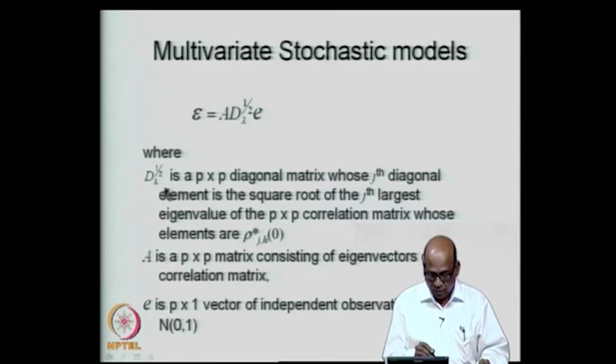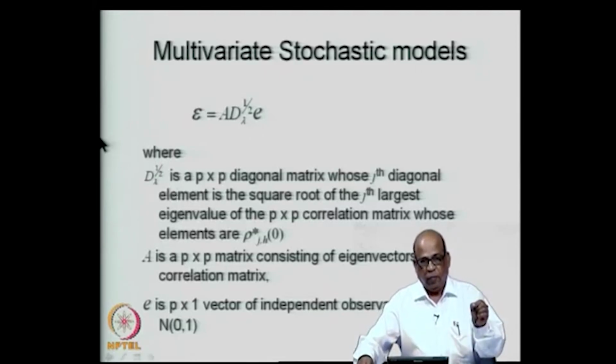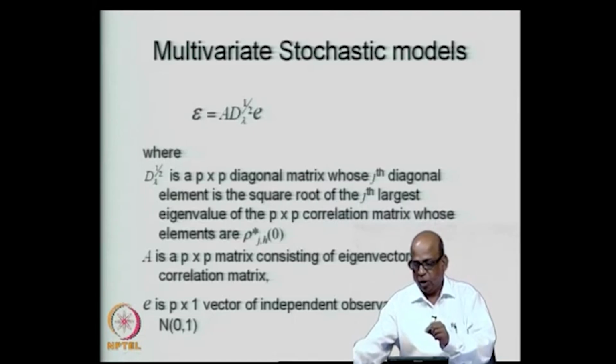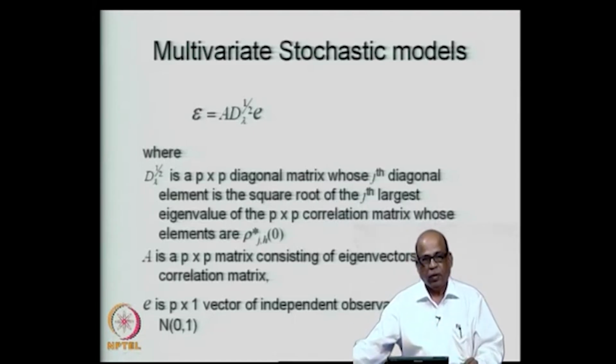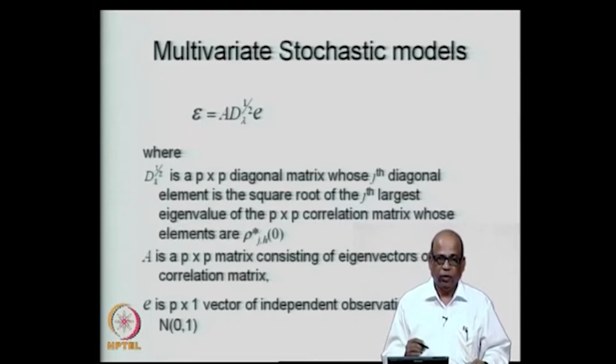Then you look at the matrix D now. The matrix D will consist of lambda 1, lambda 2, lambda 3, etcetera, along the diagonal, where lambda 1 is the highest eigen value, lambda 2 is the next highest eigen value, and so on up to lambda p. That is how you get D matrix, but we are interested in D to the power half, that is square root. So, you take square root of lambda 1, square root of lambda 2, etcetera. So, that is how you form the D matrix.